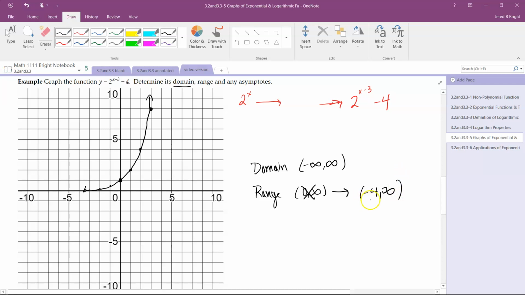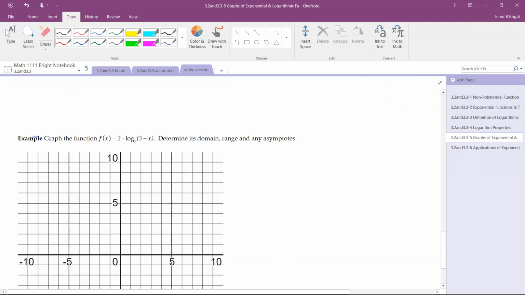And then consequently, because our range approaches negative 4 but never fully reaches it, we would say we have a horizontal asymptote at y equals minus 4. Okay, so that's that one. Well, we did the graph of an exponential. Better do a graph of a logarithmic.